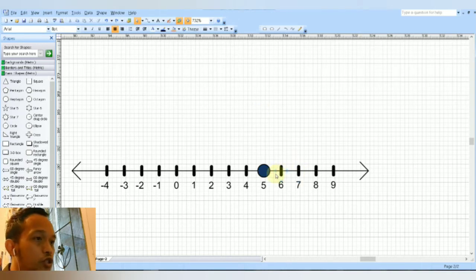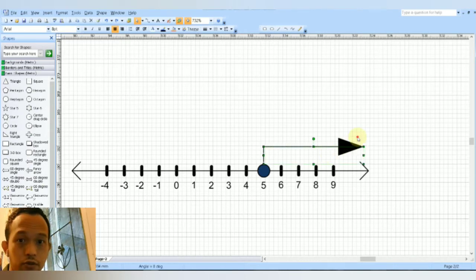And then since we need to show that all numbers that are greater than 5 are solutions, all of these, 6, 7, 8, 9, and continuing to the right, and all in between, like between 6 and 7, all numbers between 6 and 7, 6.001, 6.5, 6.08, are included. So we cannot use a closed circle. Instead, we are using an arrow. Okay, so this is how you show that all the area on the right side of 5 are the numbers that are your solution.